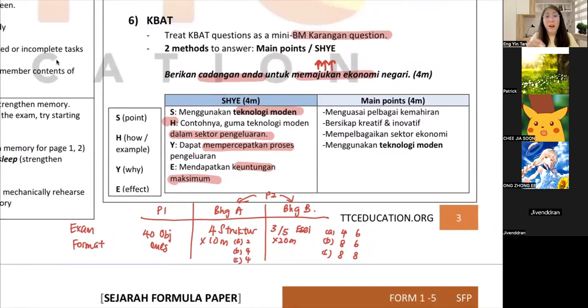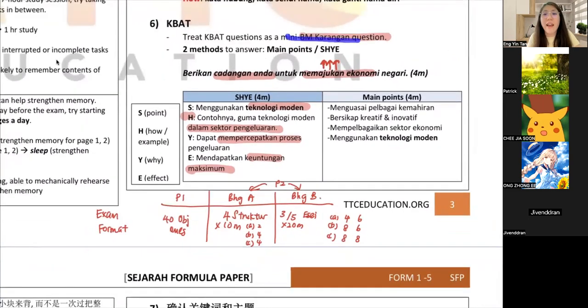So here I'm going to introduce a method for answering the K-bar questions, because I realize there are still a lot of people out there who don't dare to answer K-bar because they tell me, teacher, I don't know the answer, I don't know how to write, I don't have the idea, I don't have points. It's okay. If you're really struggling with a K-bar answer, then just treat it like a karangan essay question. Karangan essay question means what? Elaborate, and elaborate. I believe your school teacher also taught a method. I don't know what the method is. Fakta, huraian, contoh, something like that, right?